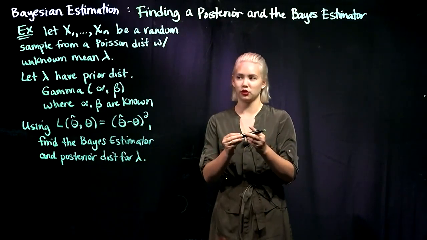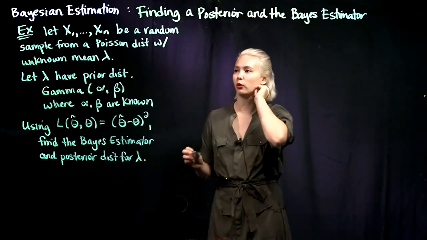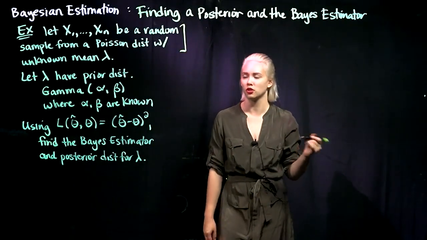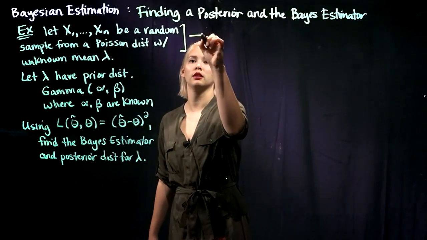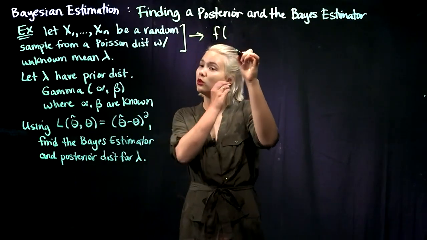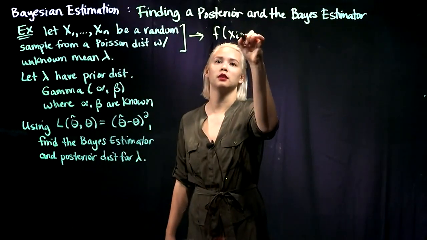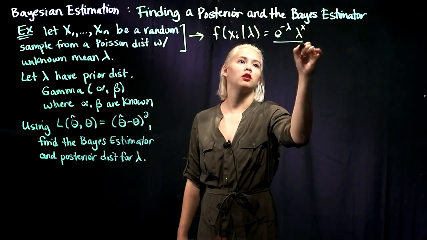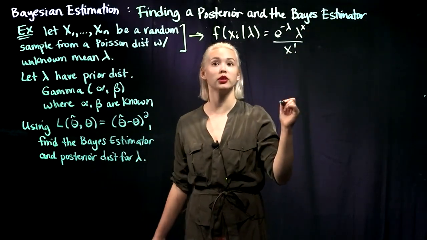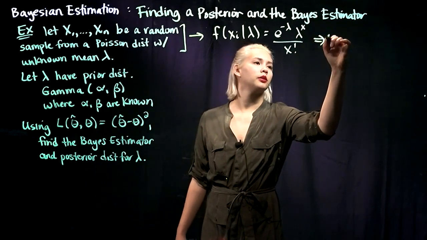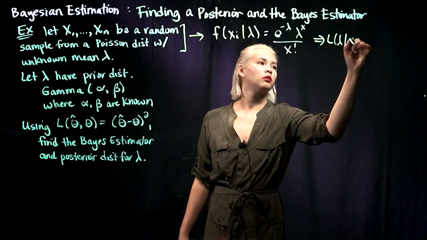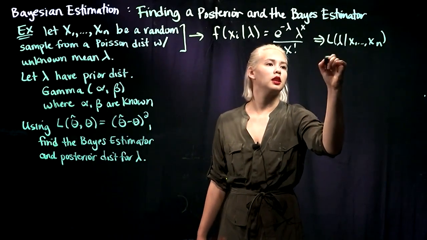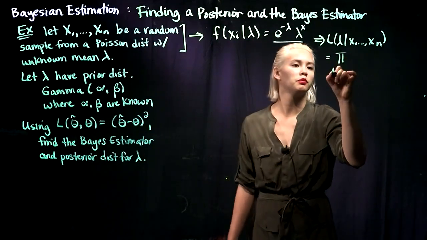First thing we want to do is translate from sentences into equations. We know that we have a Poisson distribution. So what does that mean? We know that the PDF of each of these x's equals e to the negative lambda, lambda to the x over x factorial. So this means that our likelihood is equal to the product of these PDFs.